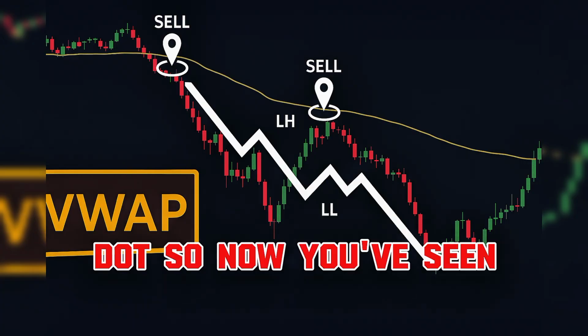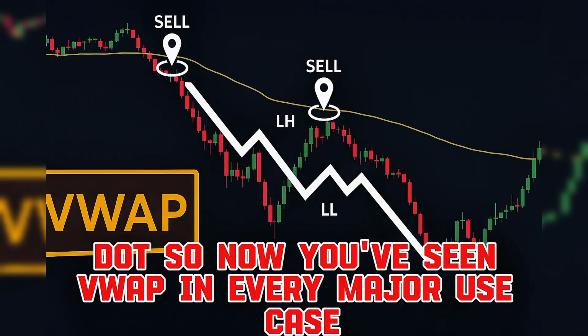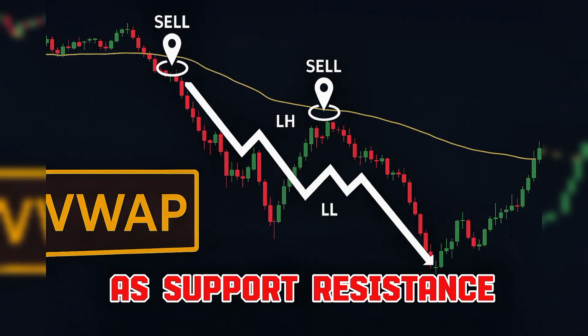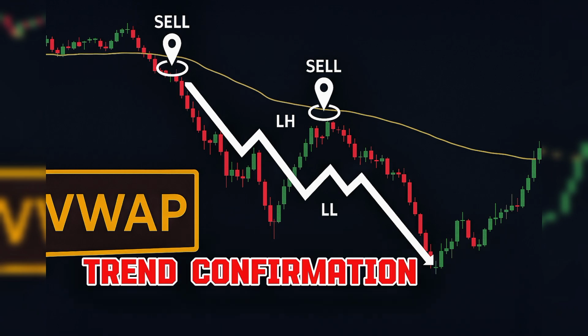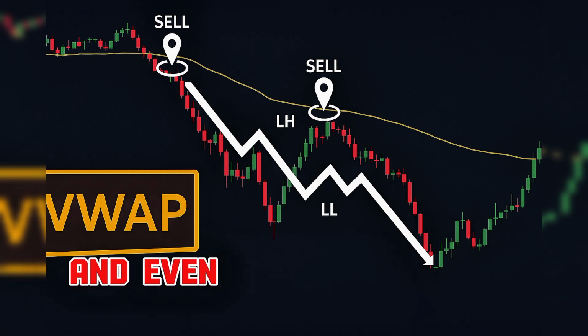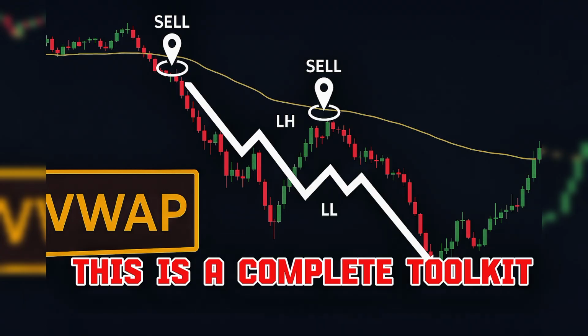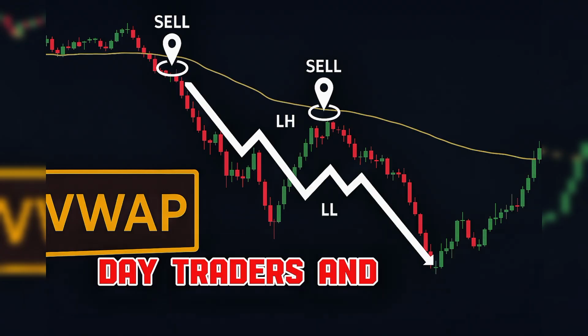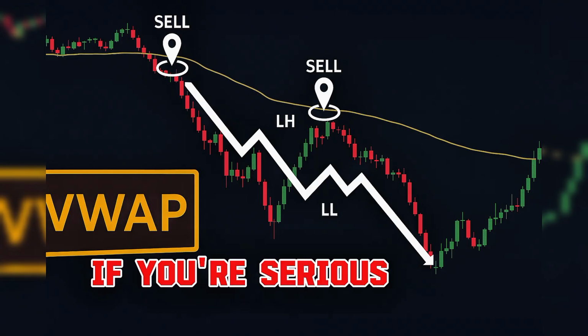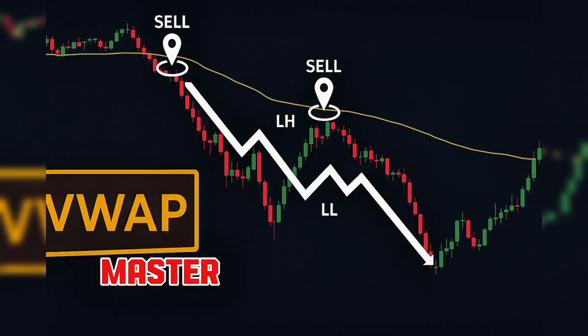So now you've seen VWAP in every major use case, as support, resistance, trend confirmation, pullback entry zone, and even with volume and price deviation bands. This is a complete toolkit for scalpers, day traders, and swing traders alike. If you're serious about trading like a pro, master VWAP.